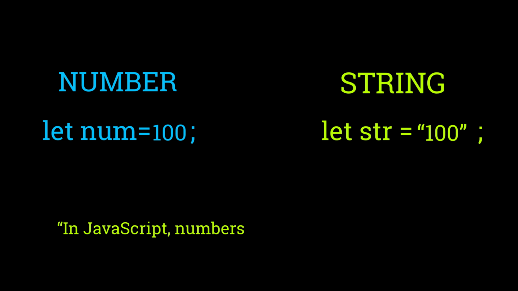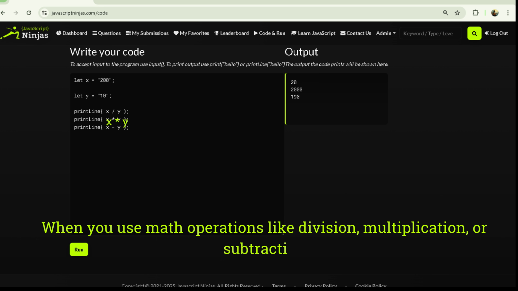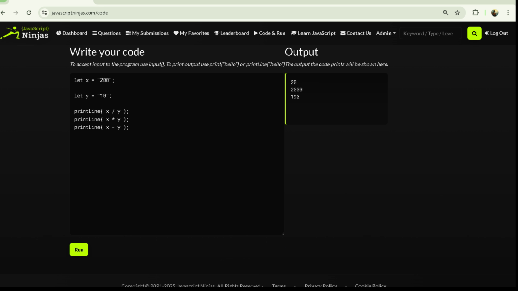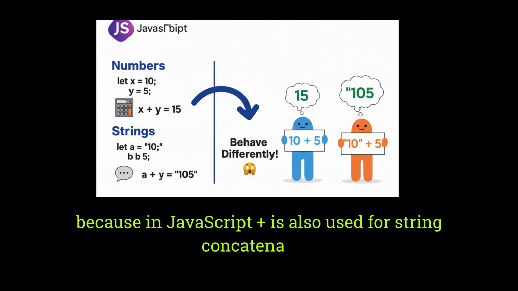Now, the cool thing is, in JavaScript, numbers and strings can look the same, but they behave differently. For example, 100 without quotes is a number, but 100 with quotes is a string. When you use math operations like division, multiplication, or subtraction, JavaScript automatically converts numeric strings into numbers. But the plus operator is different, because in JavaScript plus is also used for string concatenation.